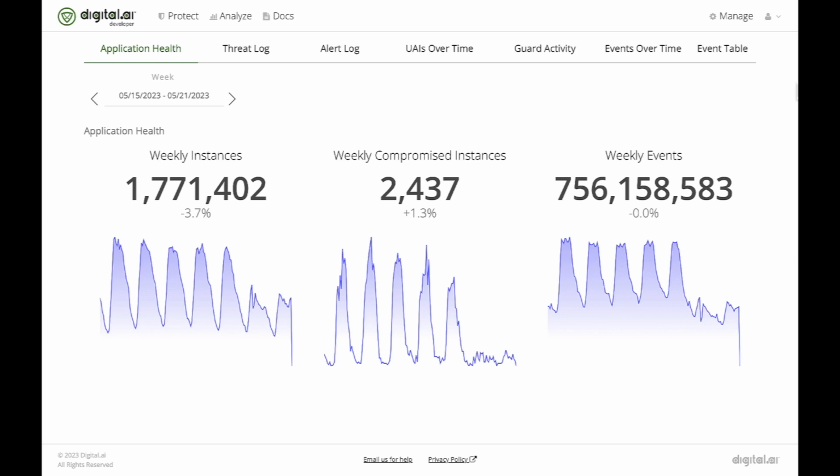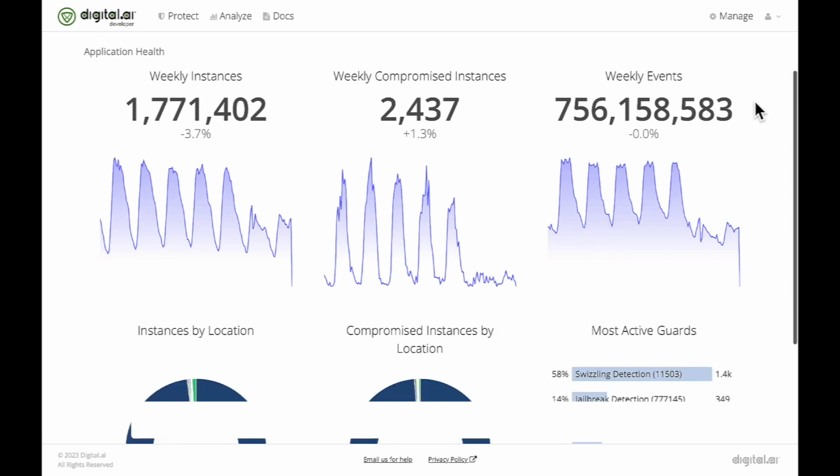I'm now in our AppAware portal, looking at information for a protected application. For the week of May 15th, I quickly see 1.7 million instances of the application were run, a decrease of 3.7% from the prior week, and I can see a rough daily usage pattern. Switching to the middle graph, I can see the population of compromised instances that were run, and that number was up by better than 1% from last week. The final graph shows 750 million shoulder surfing events for the week. How do you see this information on your applications today?